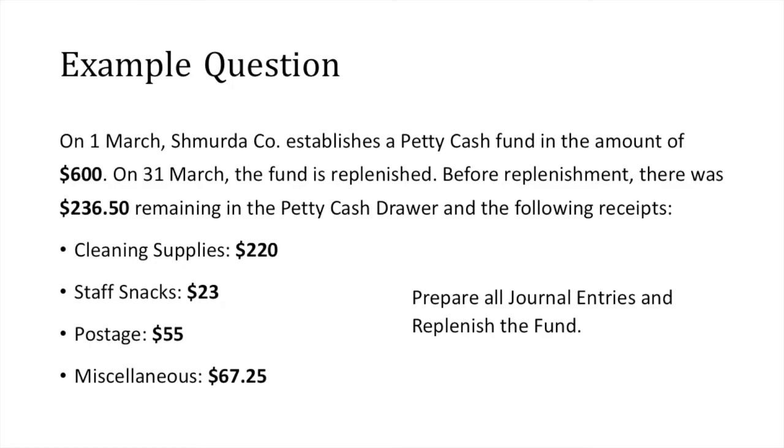Before replenishment, there were $236.50 remaining in the petty cash drawer and the following receipts: cleaning supplies of $220, staff snacks of $23, postage of $55, and miscellaneous expenses totaling $67.25. Prepare all journal entries and replenish the fund.